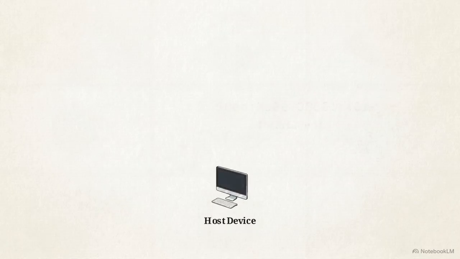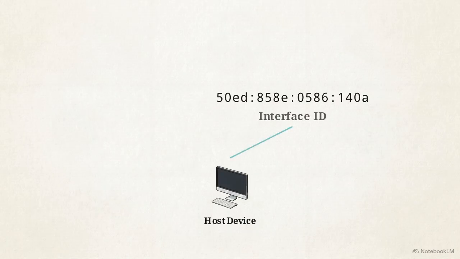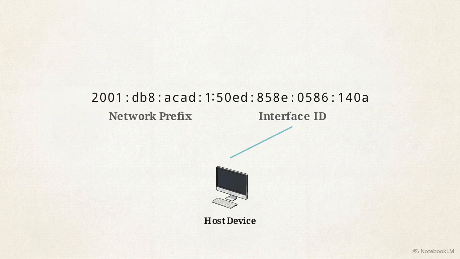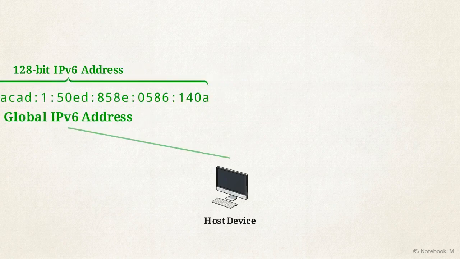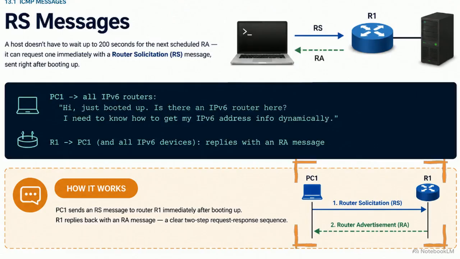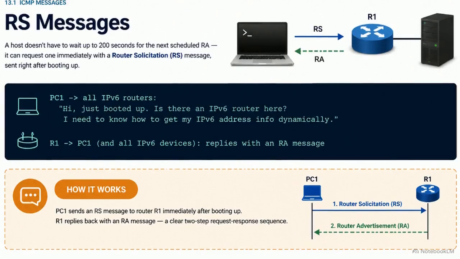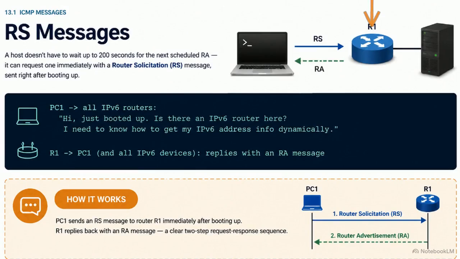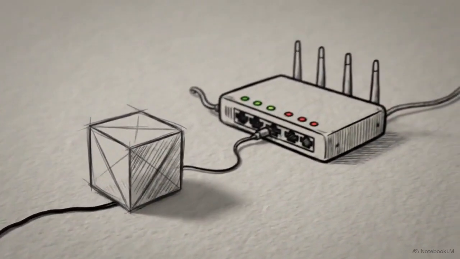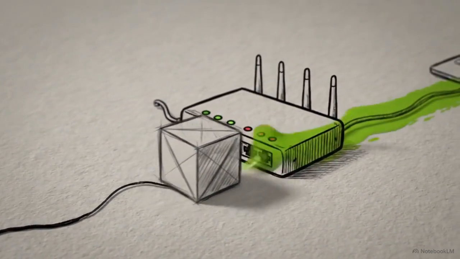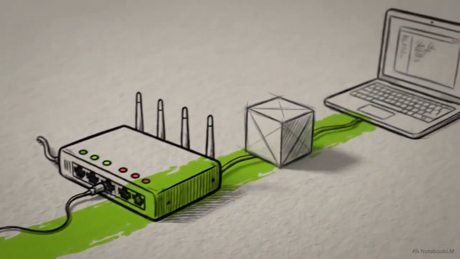Hosts use this data to perform stateless address auto-configuration, or SLAAC. This allows a device to configure its own global address without a central DHCP server. This two-step sequence is the initial boot-up exchange. To keep devices updated, routers also transmit these RA messages periodically, every 200 seconds. This ensures that for IPv6, ICMP is a functional necessity for basic network membership rather than an optional diagnostic.